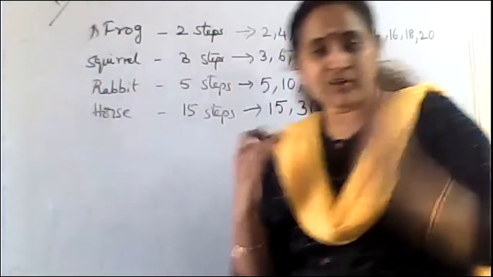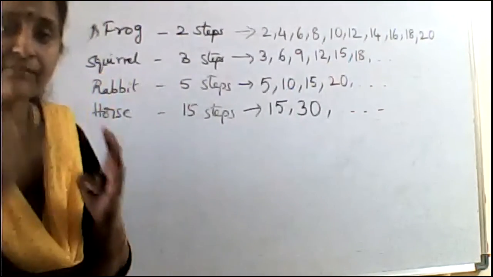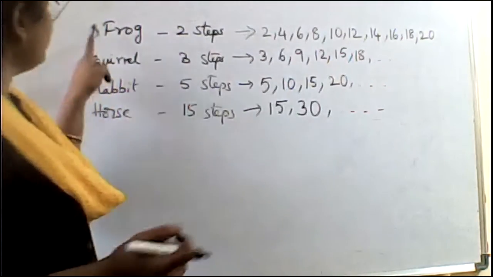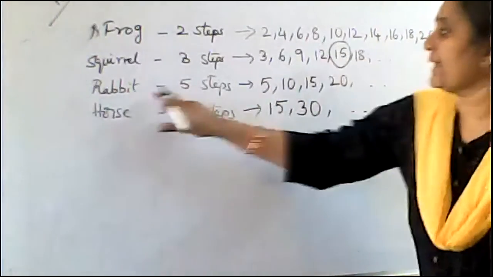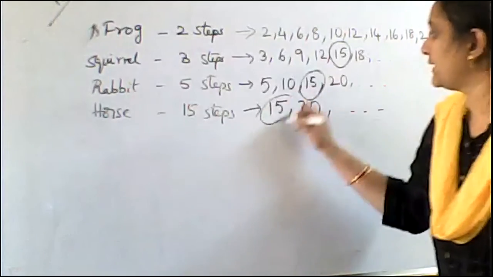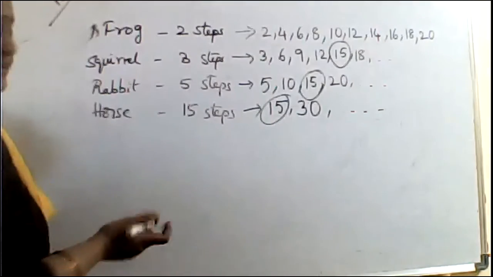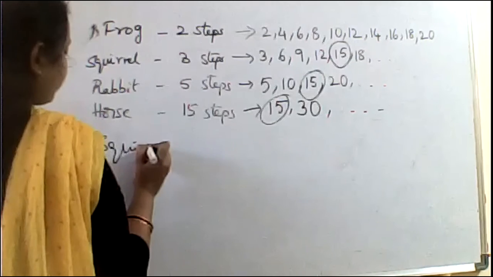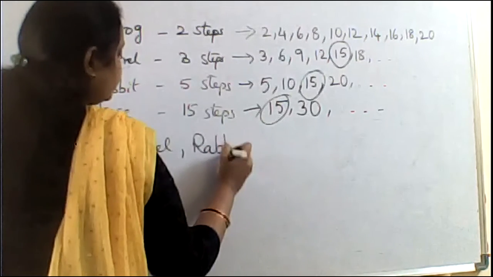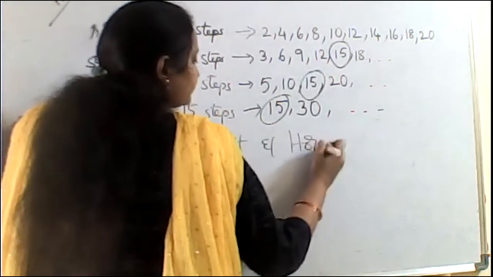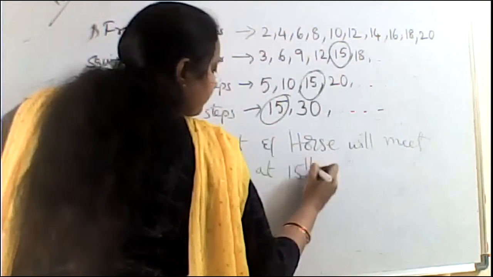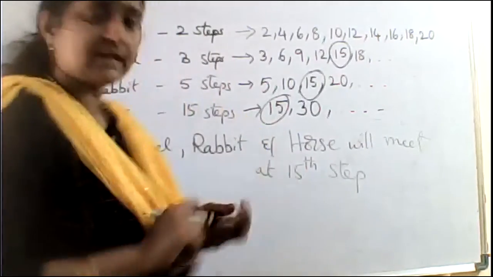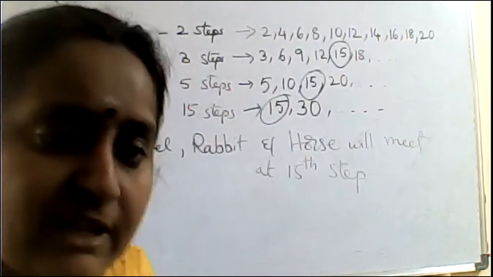So now the question is, which animal meets at the 15th step? At frog, do we get 15 here? No. Squirrel we can get, rabbit we can get, and horse. So which animals will meet at the 15 mark? Squirrel, rabbit, and horse get the 15th step. That is the question. You have to understand the question. They are asking on the 15th step, which animals will meet.